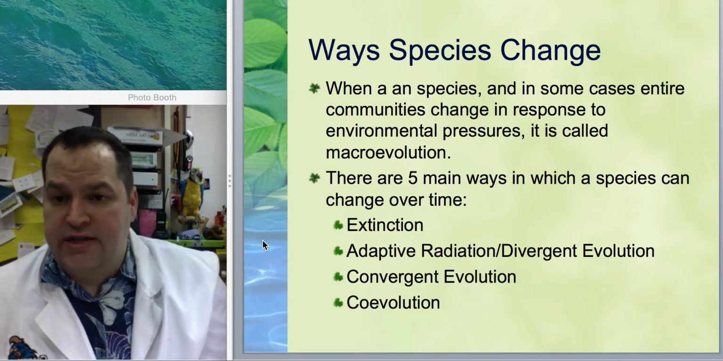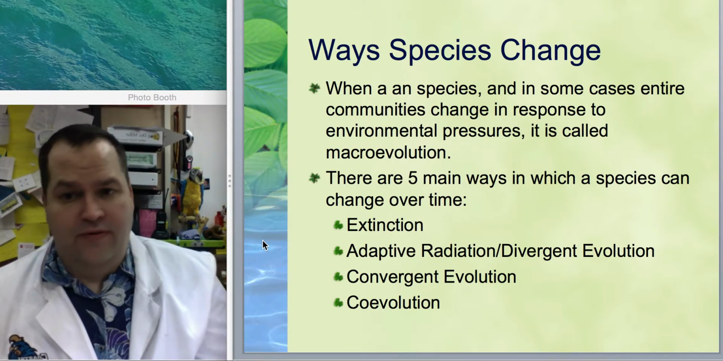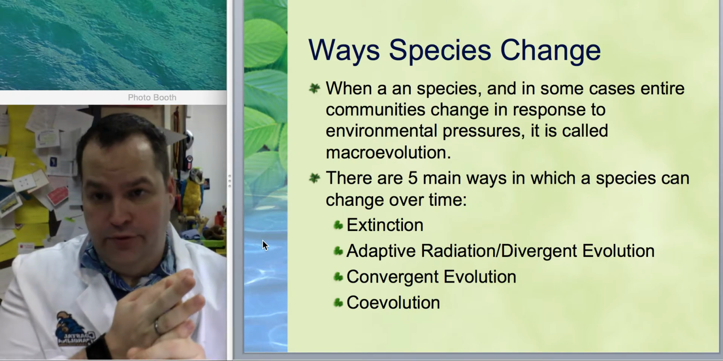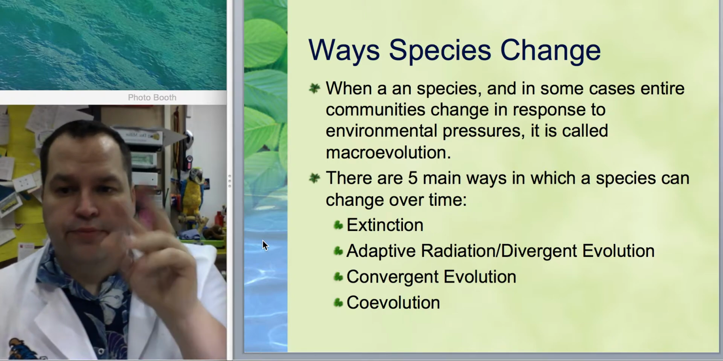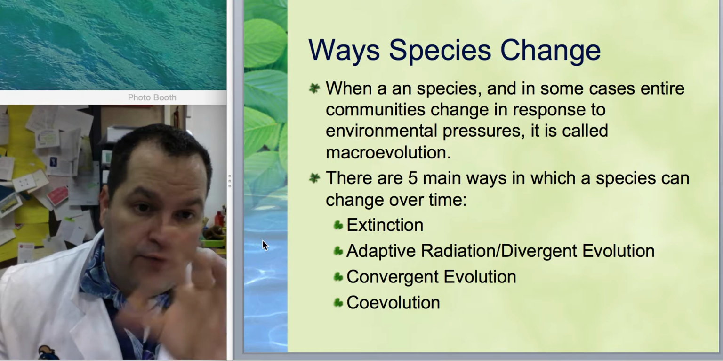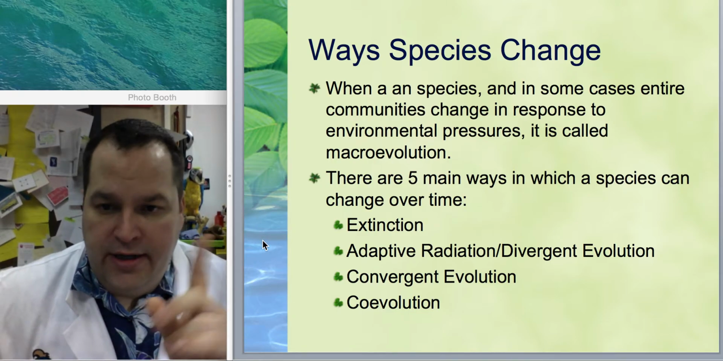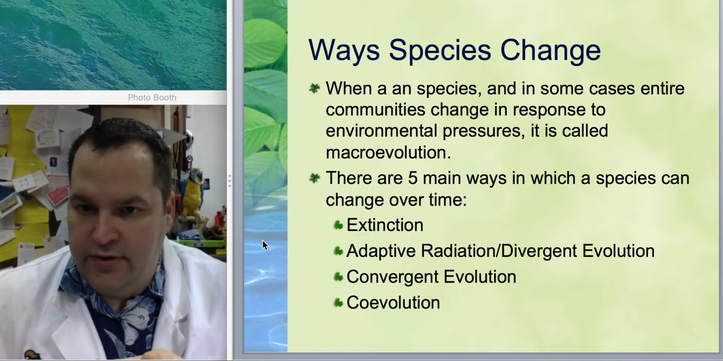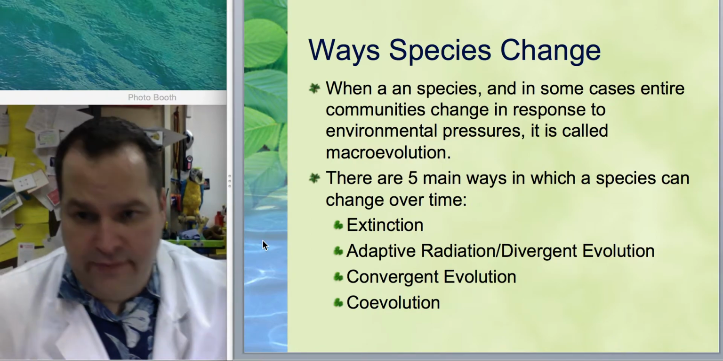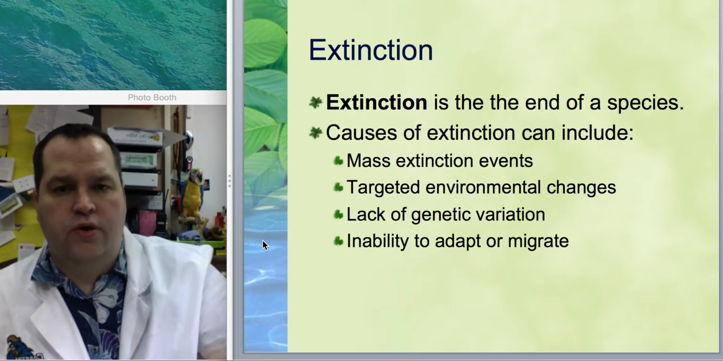The first is extinction, and we've talked about that before, because remember, if the environment changes, you can migrate, you can adapt, or you can die. It's your choice. I would prefer one of the first 2. But anyway, the 5 main ways are extinction, adaptive radiation or divergent evolution, convergent evolution, and co-evolution. All right, and so let's talk about each one of those.